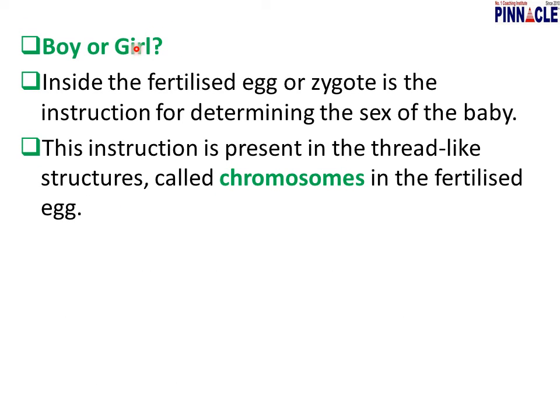Now, who will decide whether it is a boy or a girl? Inside the fertilized egg, or zygote, is the instruction for determining the sex of the baby. This instruction is present in thread-like structures called chromosomes in the fertilized egg. So chromosomes are ultimately responsible for deciding whether the baby is a boy or a girl.